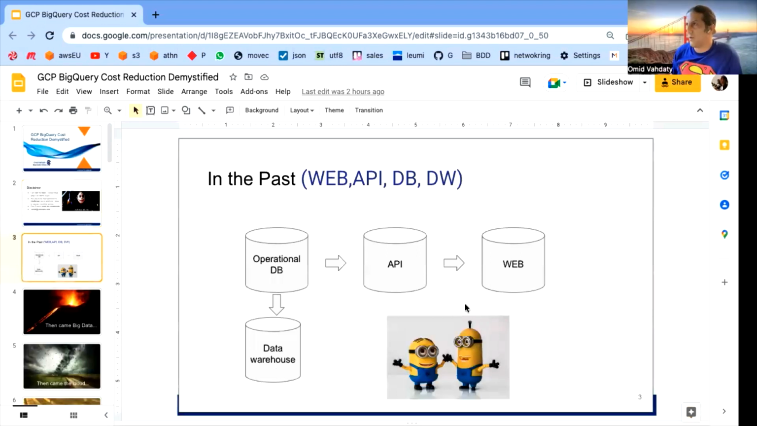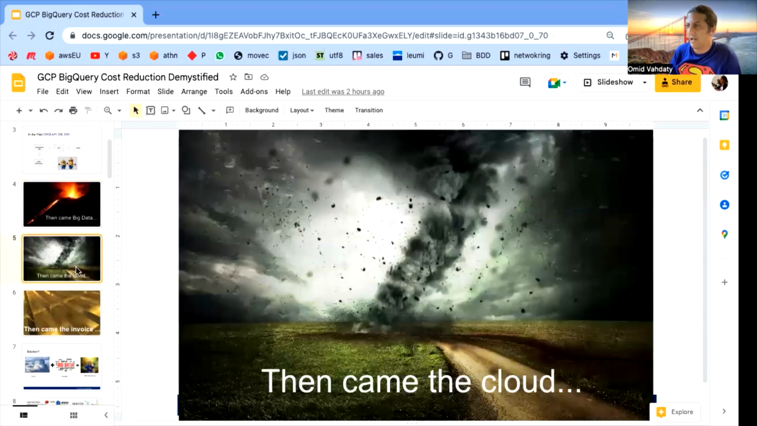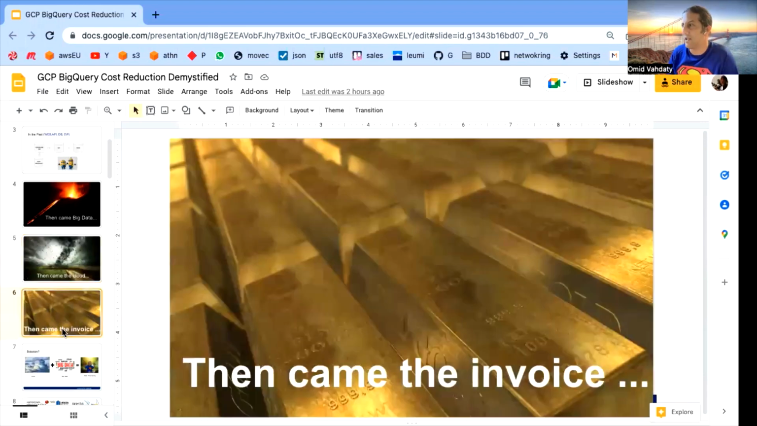So in the past, what we did is we had a two-tier architecture. We had an operational DB. We replicated the data and synchronized it to a data warehouse, an API and a web, and everything was quite simple. Then came big data. Everything exploded, so the infrastructure kept breaking every week because of the growth. Then came the cloud that made everything much more complicated for everybody. Then came the invoice.